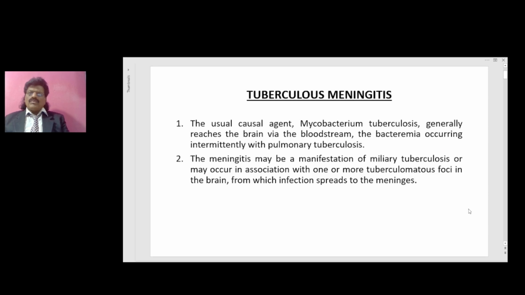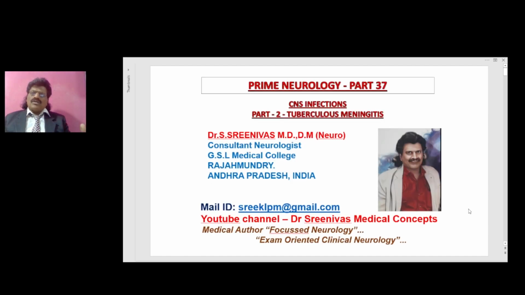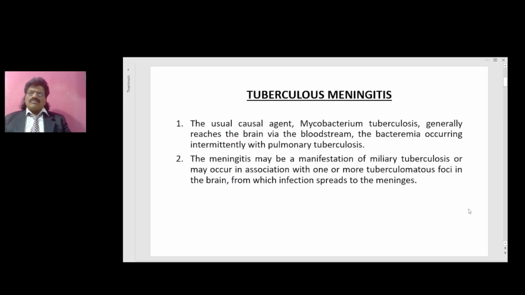We are continuing with a series of lectures of Prime Neurology. There are going to be about 50 episodes of Prime Neurology, and if one listens to all these 50 episodes, one would have acquired a good knowledge of neurology. Right now we are on part 37 Prime Neurology, CNS infections part 2, tuberculous meningitis. So in this episode we are going to discuss tuberculous meningitis.